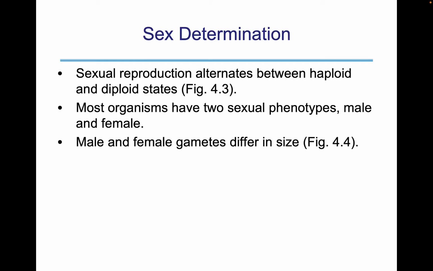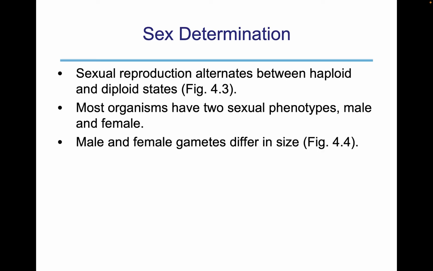But let's talk about what sex is, because I'm using the terms sexual reproduction and sexual determination. What is that? The term sex is used to refer to sexual phenotype. So most organisms are going to have two, male and female. Male gametes tend to be smaller, female gametes tend to be larger. And this is the mechanism by which we biologically determine or establish one's sex.